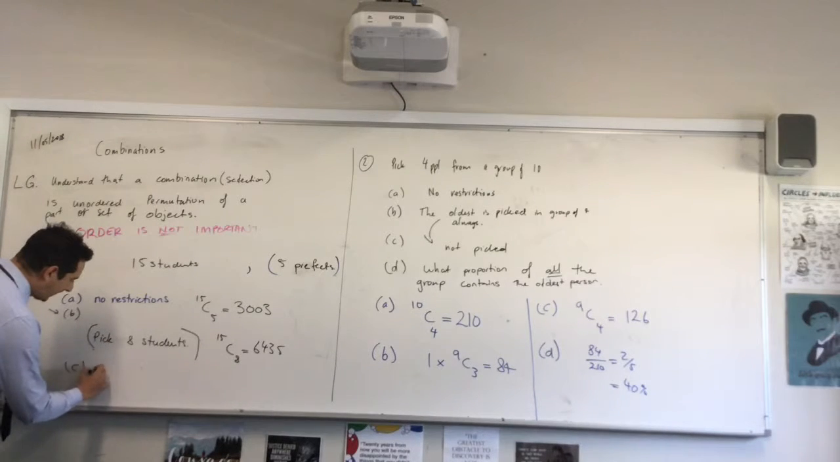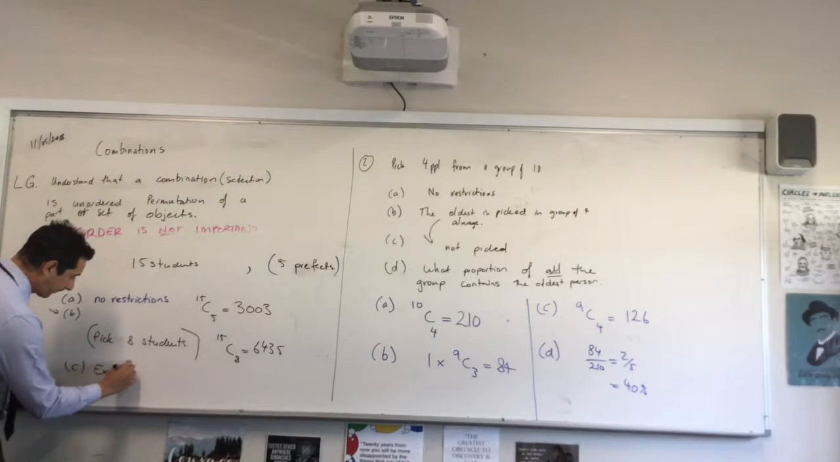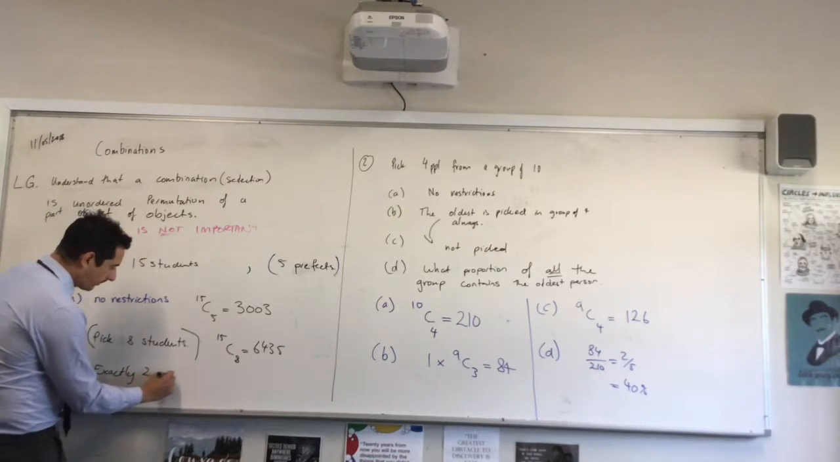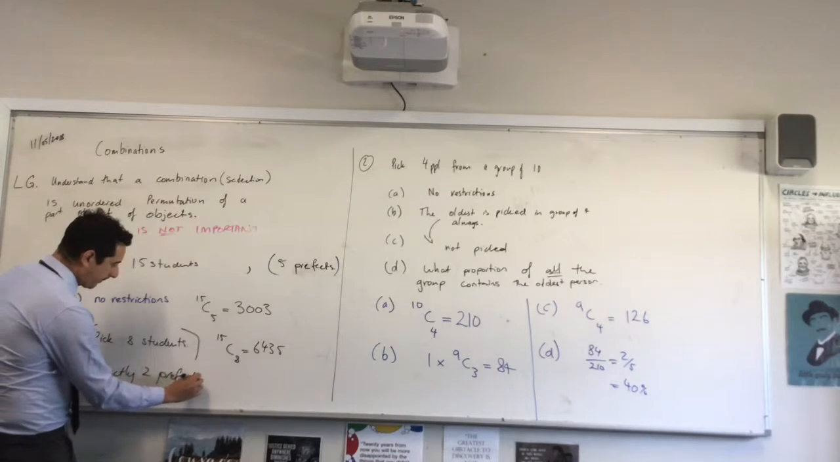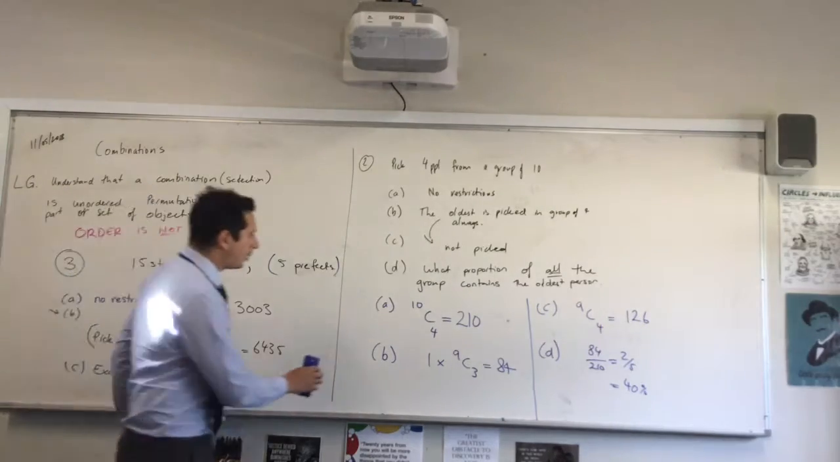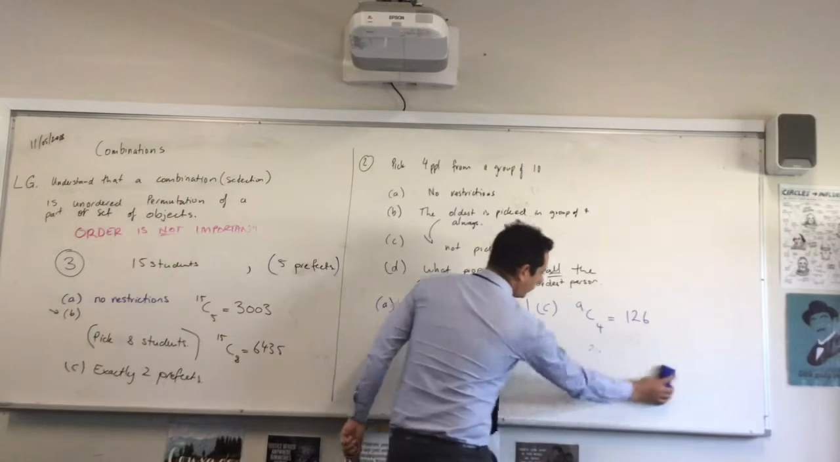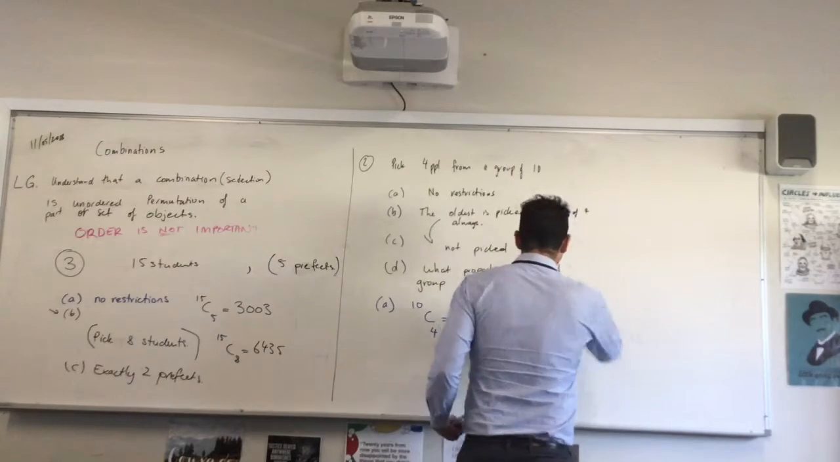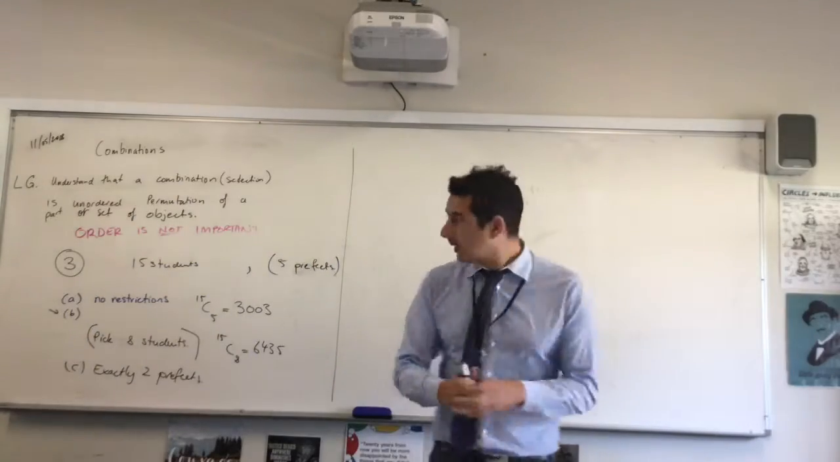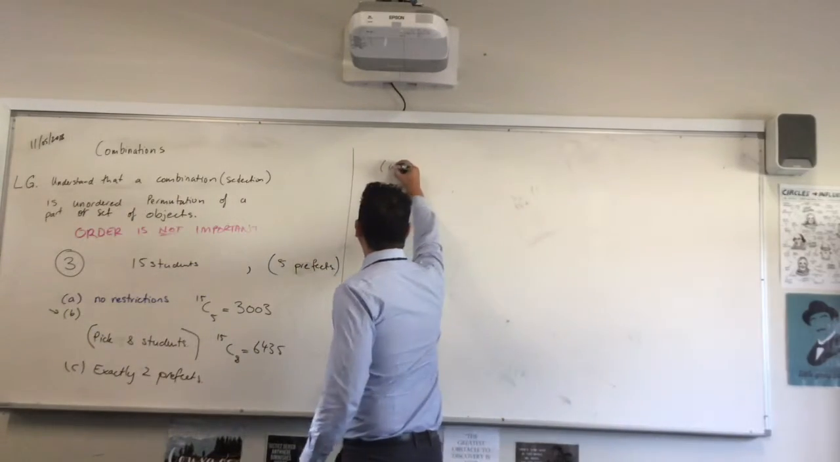We're allowed, we pick exactly 2 prefects. How do we work this out? And I'm going to start using this side of the board. So out of those 8, we have to pick exactly 2. Picking 8 people, but 2 of them have to be prefects. So I'm going to write C up here. Only 2 have to be.